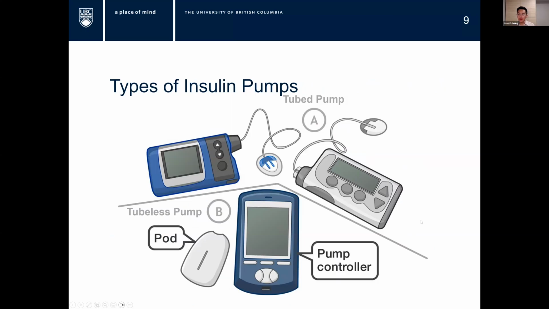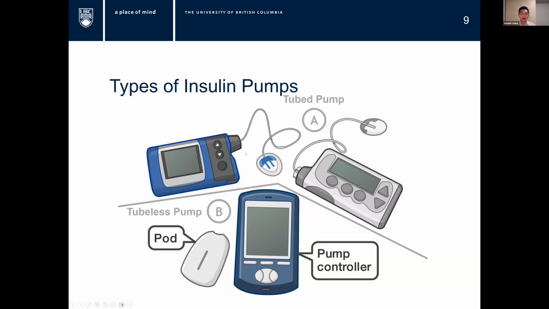So if I were to divide insulin pumps into two main groups, I would say there are those that are tubed and those that are tubeless. There are probably other ways to divide up insulin pumps as well, but this might be one of the ways of separating them. And in fact, all of these insulin pumps here are the older versions.